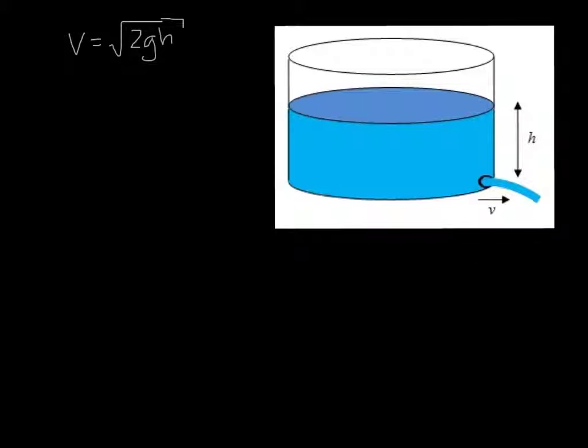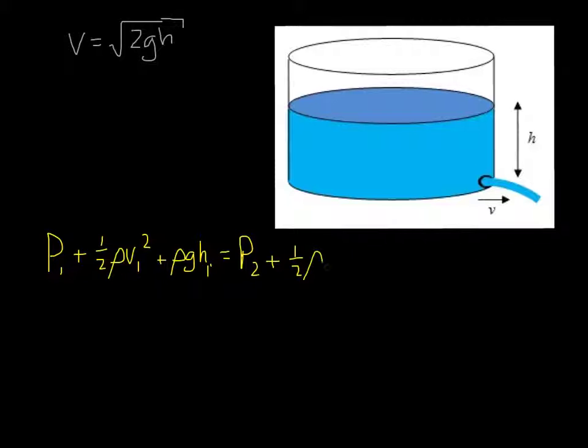So we'll start with Bernoulli's equation. As you know, P1 plus 1/2 rho V1 squared plus rho GH1 equals P2 plus 1/2 rho V2 squared plus rho GH2.